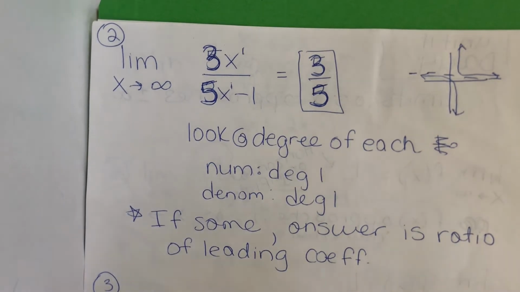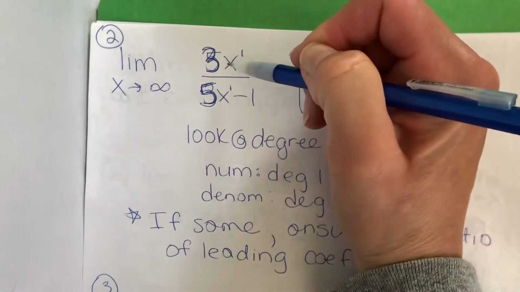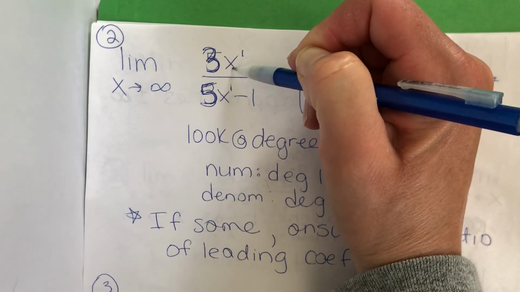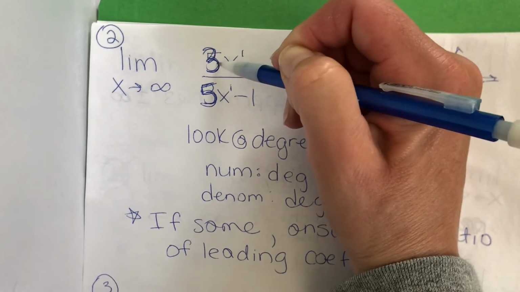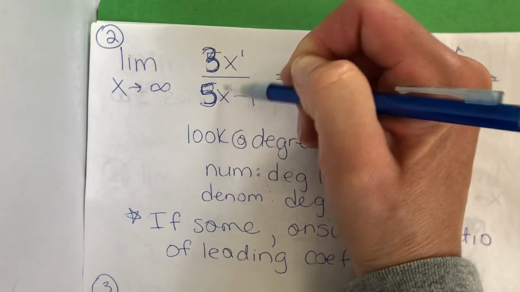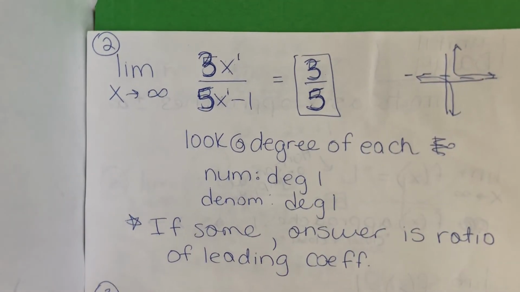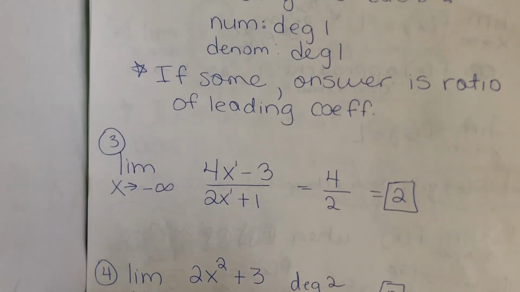Okay, so if I look at the ratio of the leading coefficient, that is the number in front of the variable, okay? And not just any variable, the leading variable, so the biggest one. So 3/5, those are the numbers in front of the variables here. That is your answer. It is the same story with this guy over here.